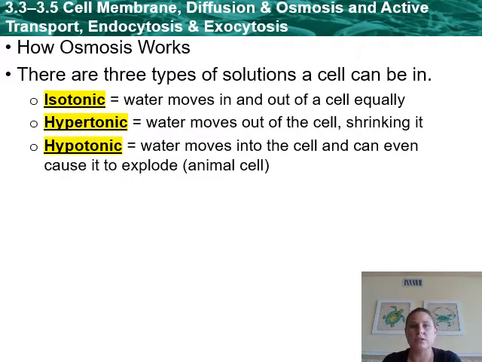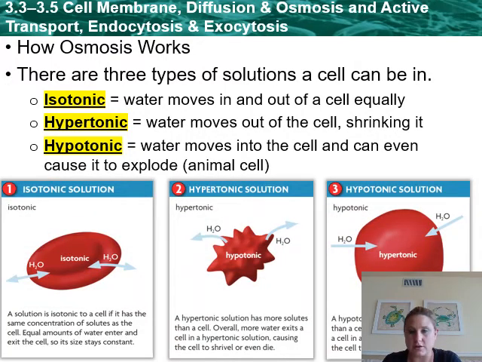So how does osmosis actually work? Well, if we look at cells, we can put cells into three different kinds of solutions: an isotonic solution, hypertonic solution, or hypotonic solution. In all of these different solutions, the water is going to move one direction or the other. If we put it in isotonic, the water is going to move in and out of a cell equally. Iso for equal. So as quickly as it's going in, it's coming out at the same rate. Equal amounts of water enter and exit the cell. Our cell will always look like a normal sized cell.